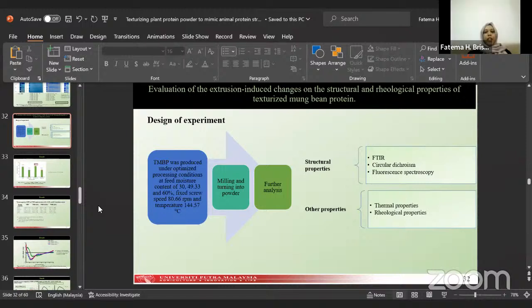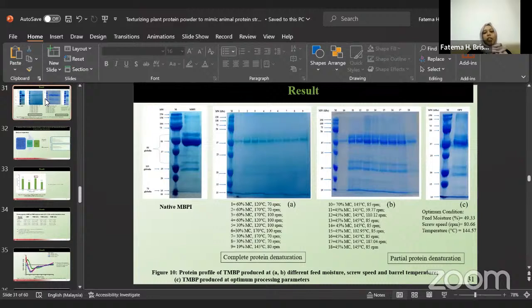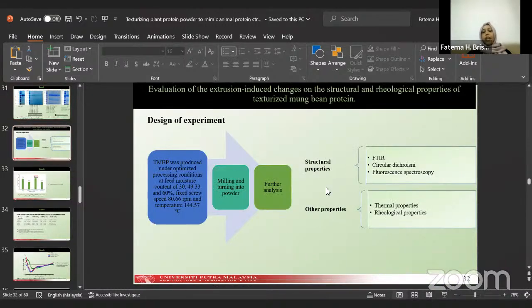So next we have the extrusion-induced changes on the structural and rheological properties of texturized mung bean protein. This chapter actually led us to the next chapter, because we found these changes happening, and we want more confirmation of why it's happening and how we can explain it. So we have done some structural analyses, for example, using FTIR, circular dichroism, fluorescence spectroscopy, and some other properties like thermal and rheological properties. This is more for the functional properties of the food.